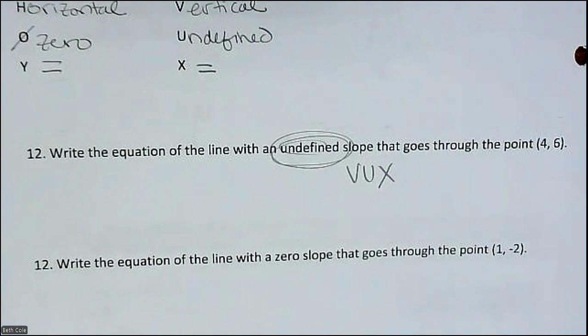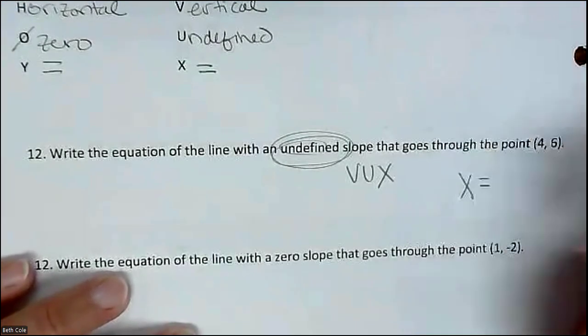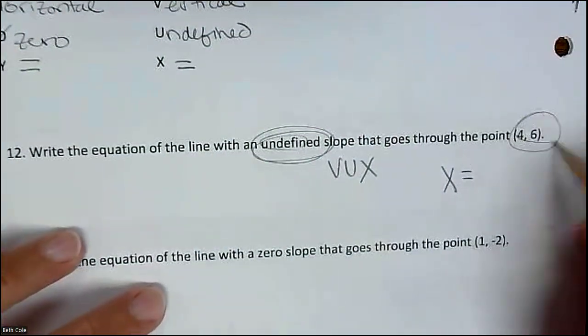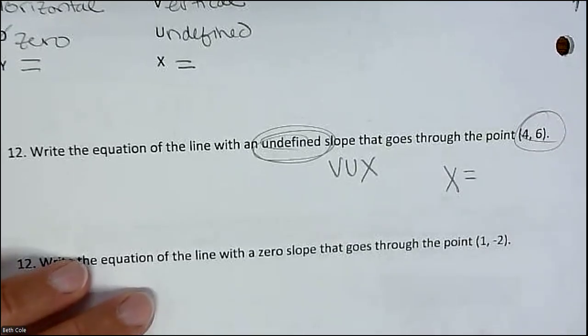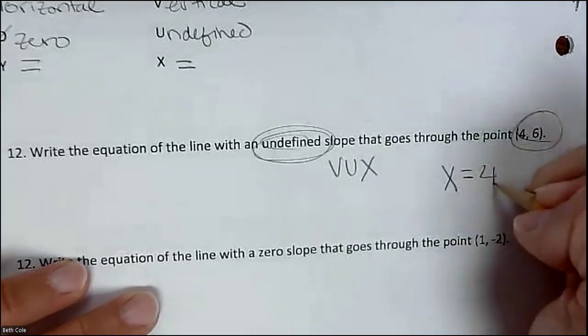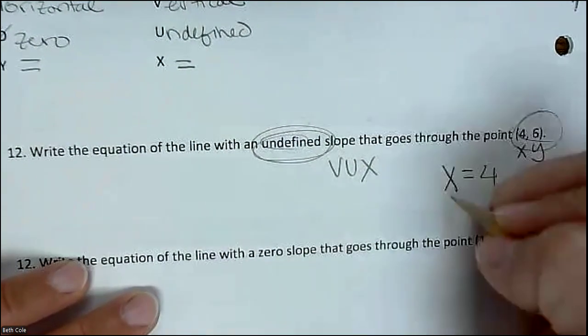So is our equation x equals or y equals? Good. X equals. Look at the point. Which number do you think it is? Why is it 4? Good. X goes first. It's x, y. 4 is the x number.